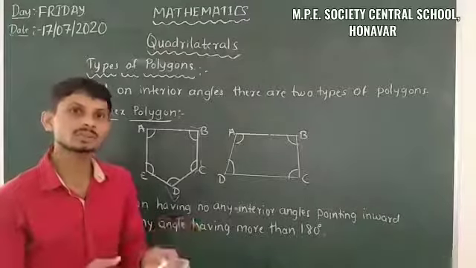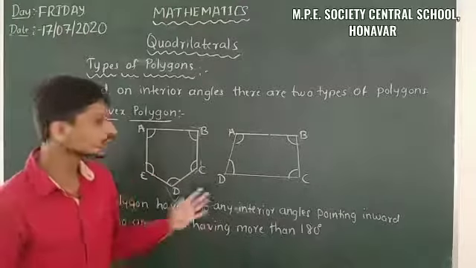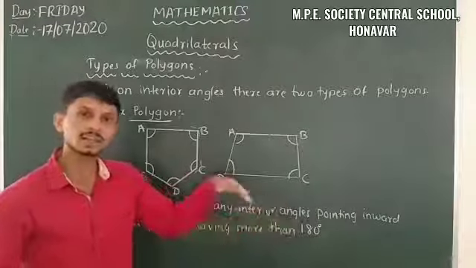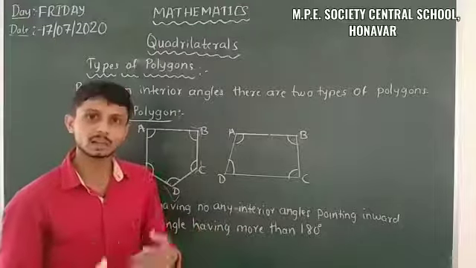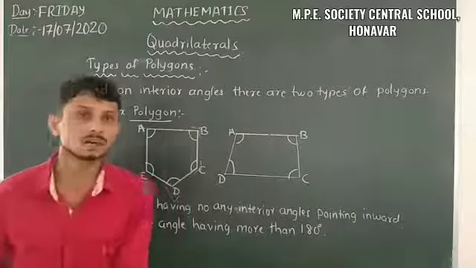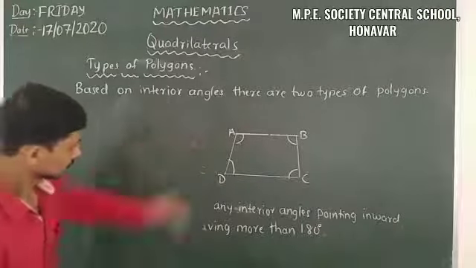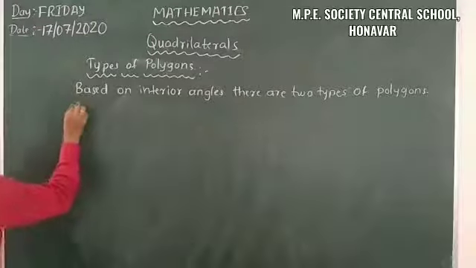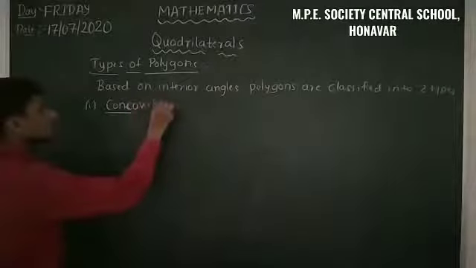Let us know about the next category, that is the concave polygon. It is completely opposite of the convex polygon. In a convex polygon there is no angle pointing inward; here there is one angle or more than one angle pointing inward. So let us study what the concave polygon is.